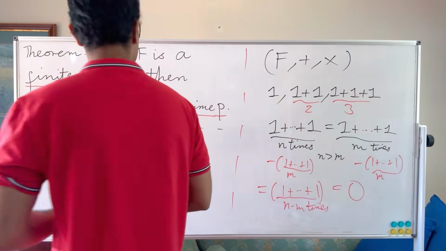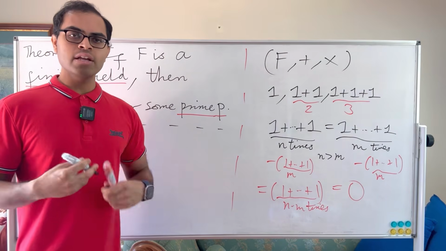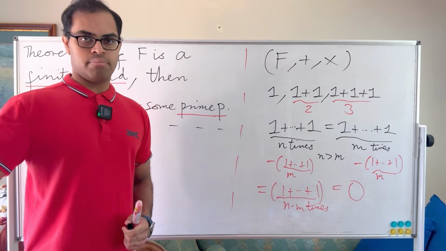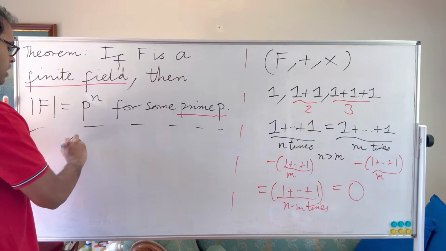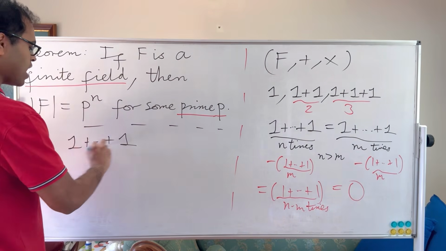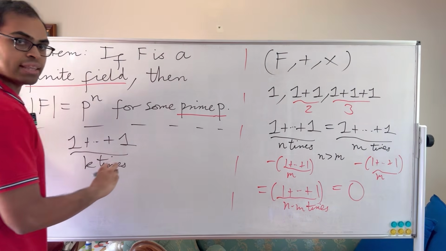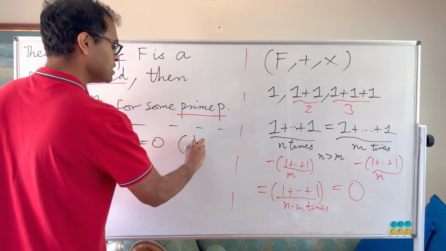And let's now understand where the prime comes in. So we know that adding 1 to itself some number of times is 0. There's going to be a smallest such number, 1 plus dot dot dot plus 1, let's say k times. There's going to be a smallest k, so that it equals 0, where k is smallest.